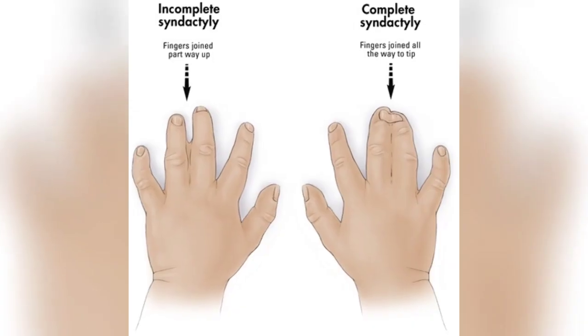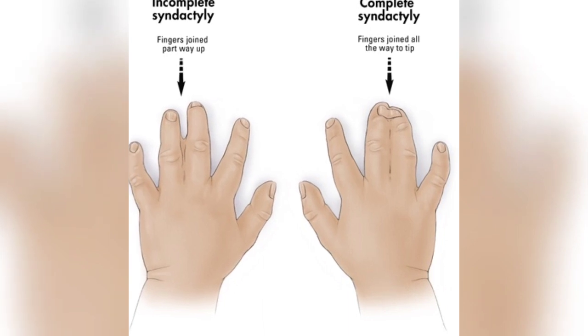And the next type is syndactyly, that is fused fingers. This condition occurs when two or more fingers fail to separate when a baby is in the womb, resulting in webbed fingers at birth. It usually involves the middle and ring fingers. So here there are categories of the conditions.